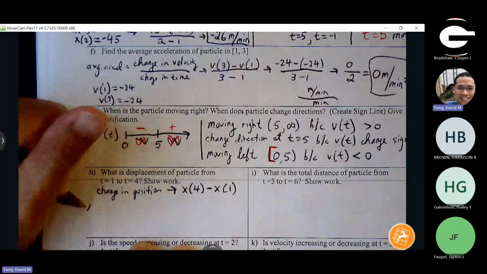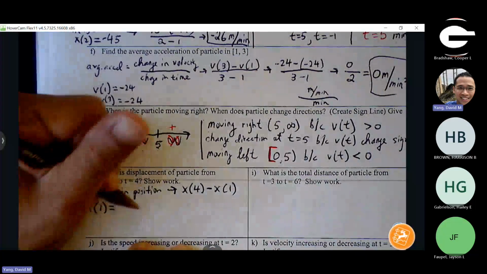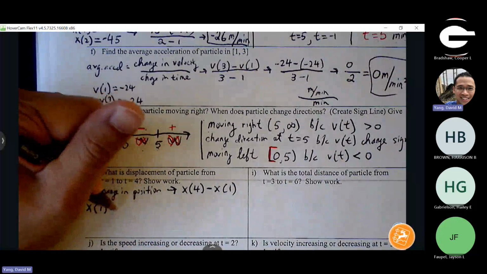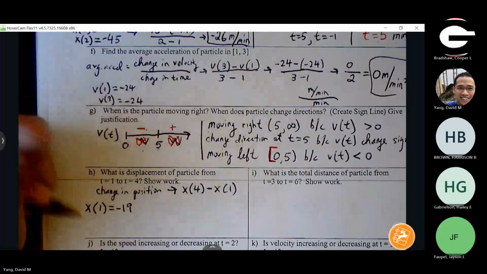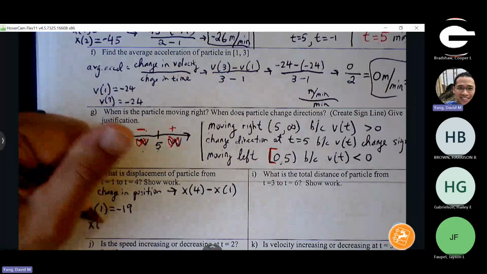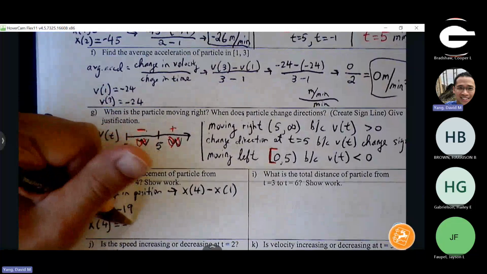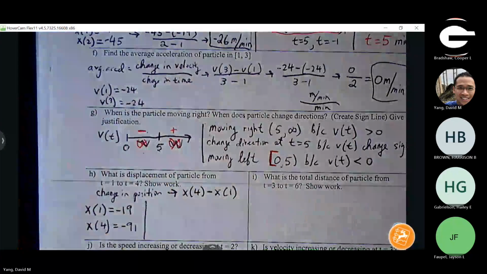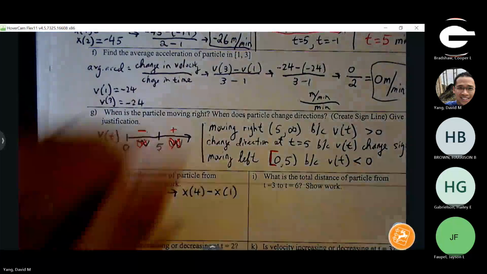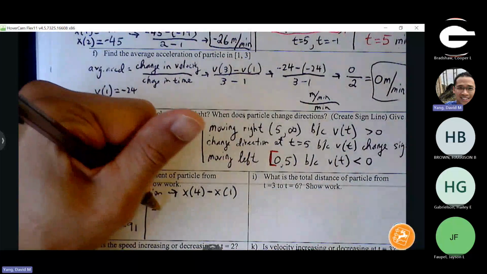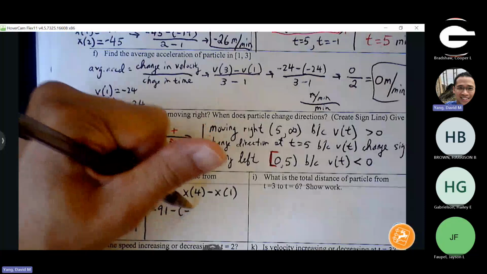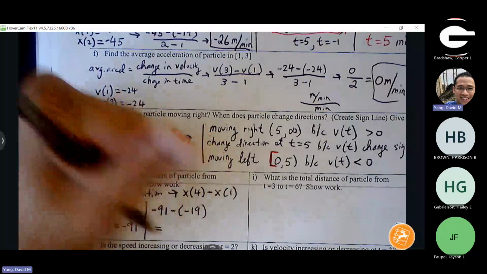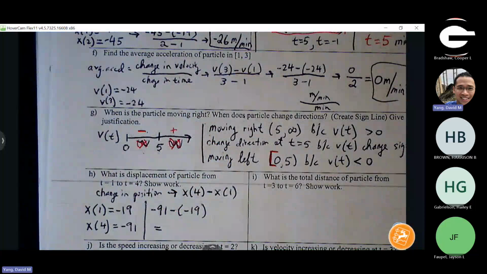Again, sorry about these numbers, they are a little bit large here. X sub 1 is negative 19. And X sub 4 is negative 91. Okay, so negative 91 minus negative 19. It's okay to have negative displacement.